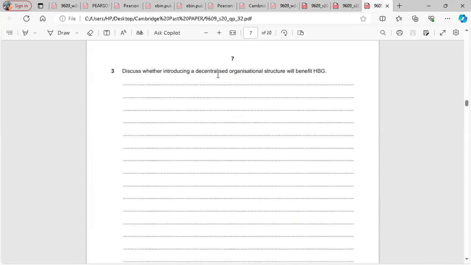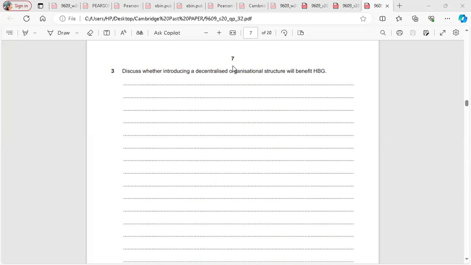So for question 3, they said, discuss whether introducing a decentralized organization structure would benefit HBG. Before we go into decentralized organizational structure, first you have to define what an organizational structure is. When I talk about organizational structure, it shows the chain of command within an organization, or the span of control, or the level of hierarchy within an organization. That is what an organizational structure is.